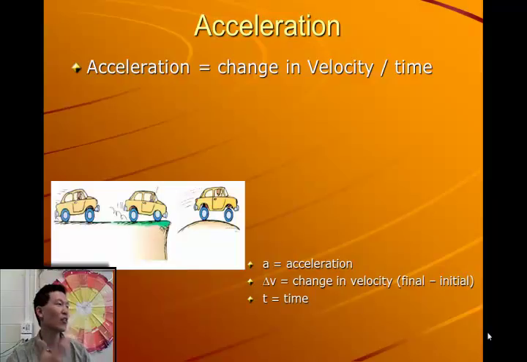Okay? So acceleration we kind of know because we all drive a car. In fact, what do you do when you're at a stoplight and it turns green? You should what? Accelerate. We even say that. You step on the gas pedal. We even call it the accelerator.